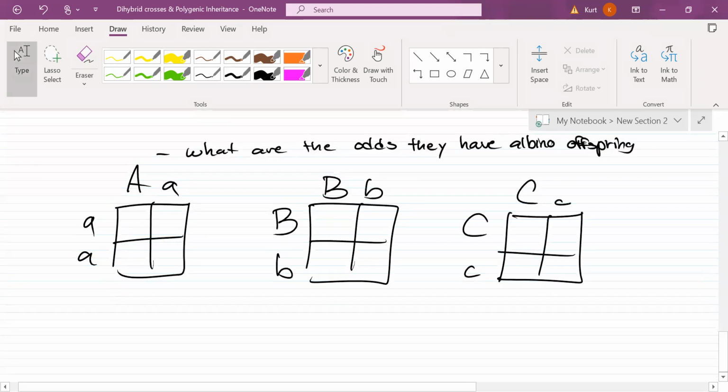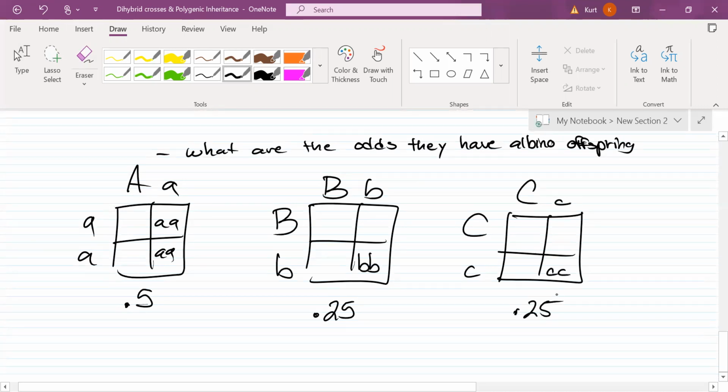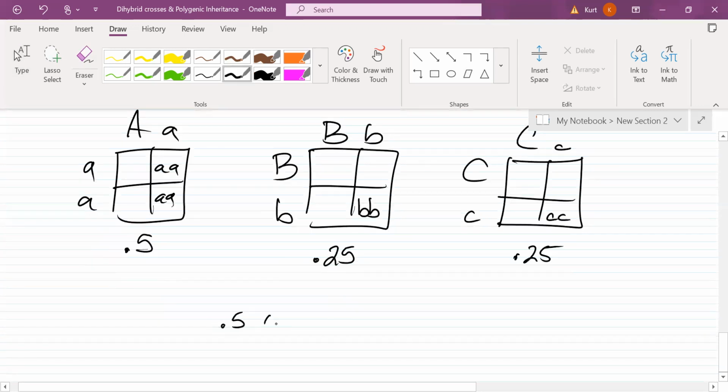So in the A's, what percentage will be homozygous recessive? That's 0.5. No, 0.5. How about the B's? 0.25. How about the C's? 0.25. So you would have to do 0.5 times 0.25 times 0.25, that will give you the likelihood they have an albino kid. That would be 0.03125. Or not percent, but that would be 3.125%.